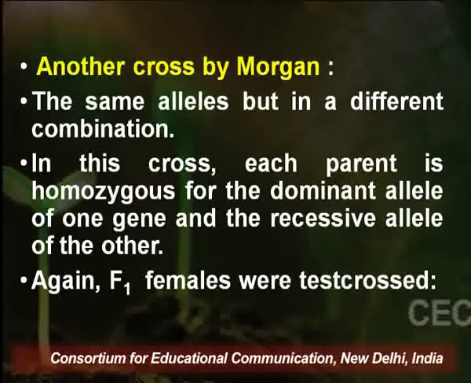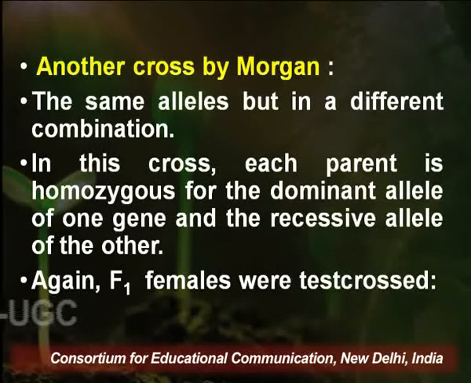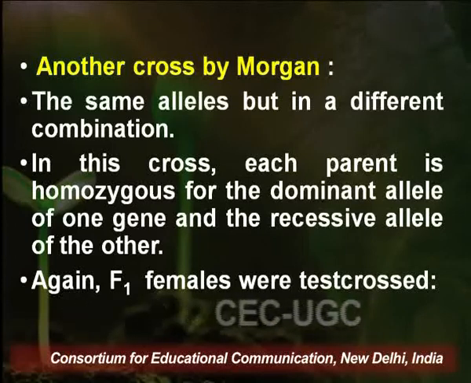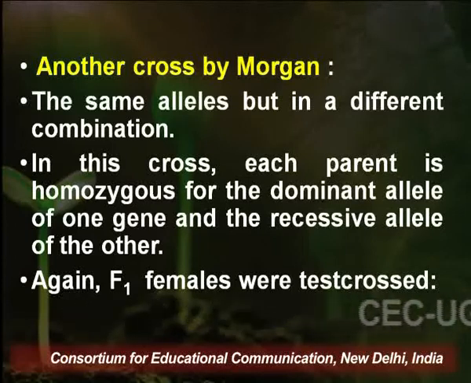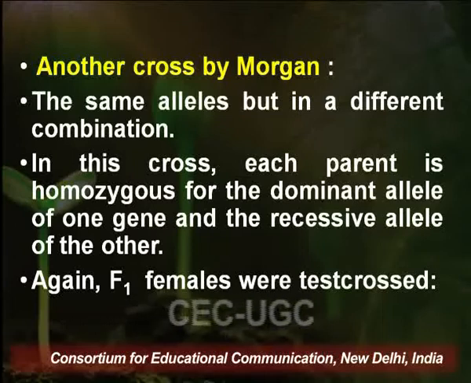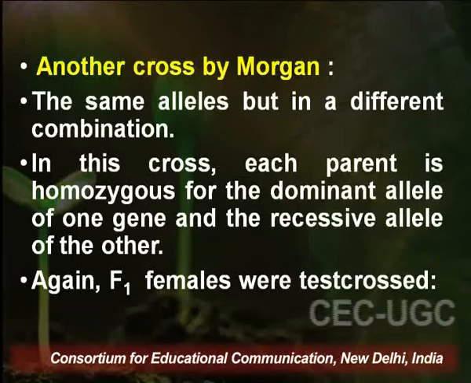So it was now very clear to Morgan that the same alleles, but in different combinations, were always present. Each parent is homozygous, carrying the dominant allele of one gene and the recessive allele of the other, and these now are going to come together. Just to confirm this idea, Morgan performed another cross, and now he took the F1 female as the hybrid in a test cross.